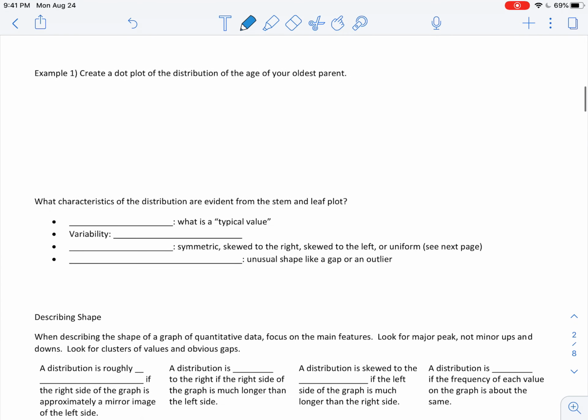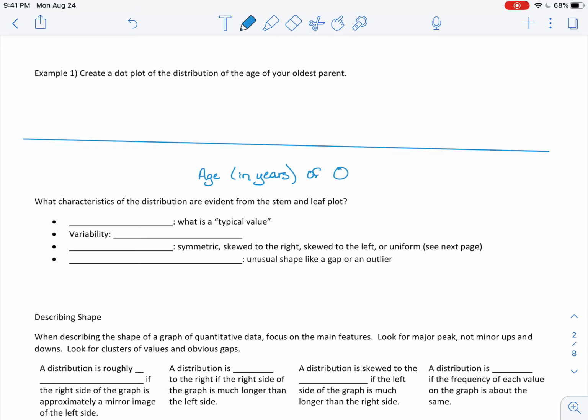So on page 2 of your notes, it says create this dot plot. So I'm going to make a horizontal axis. I'm going to label it as age in years. I'm assuming you all reported years of our oldest parent.